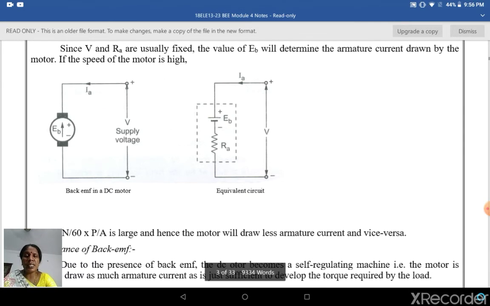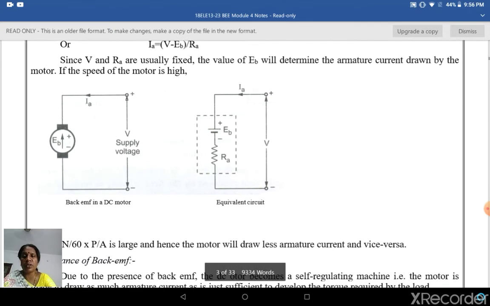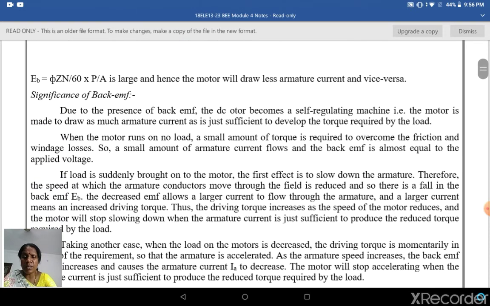Consider a case where more load is applied. When the load is more, the speed will be reduced, and accordingly the EMF will be reduced. During that time, you need more current for the armature to rotate. So due to the presence of the back EMF, the DC motor becomes a self-regulating machine. We'll see how it is self-regulating.